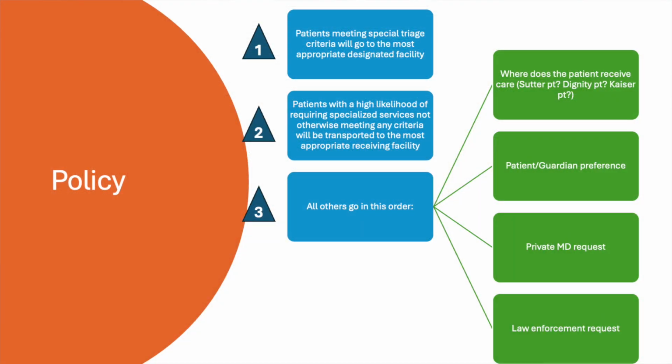Does a person meet any special triage criteria? Like, do they have a STEMI, stroke? Do they need to go to a facility like that? Is there a high likelihood of them requiring specialized services, and they're not meeting any other criteria? And then those are the first 2 decision points. So STEMI, stroke receiving center, they go there. Do they require specialized services?